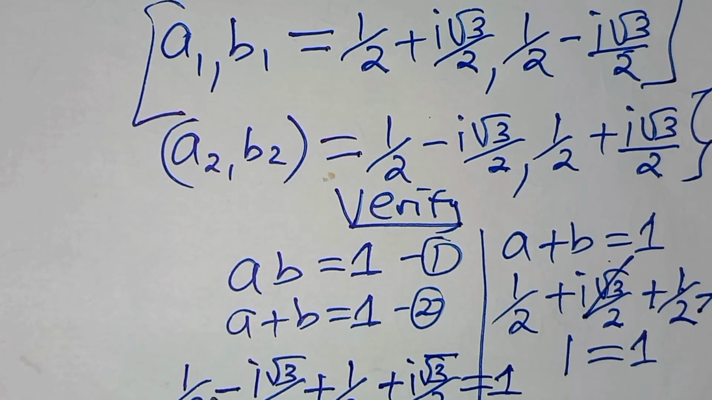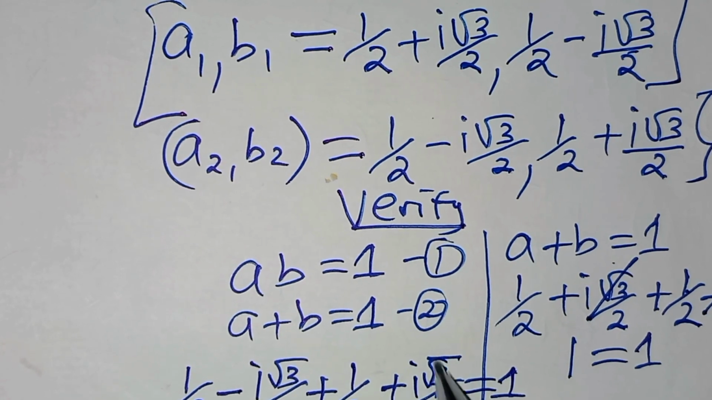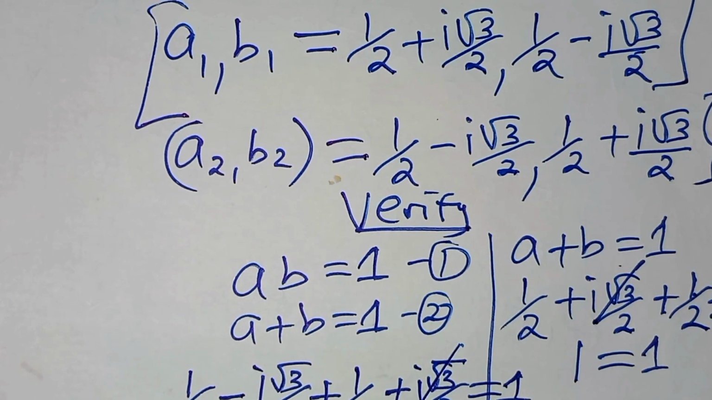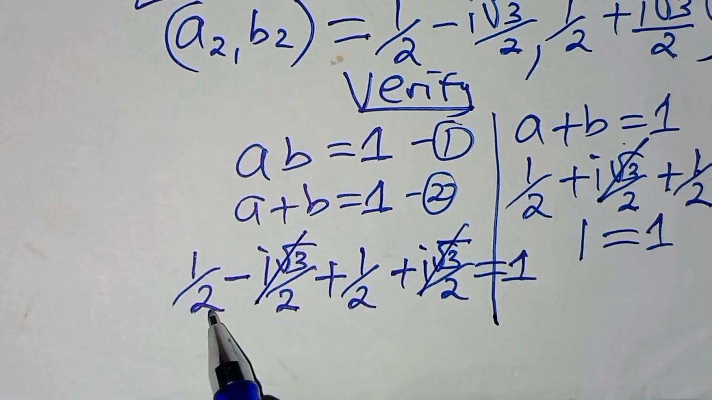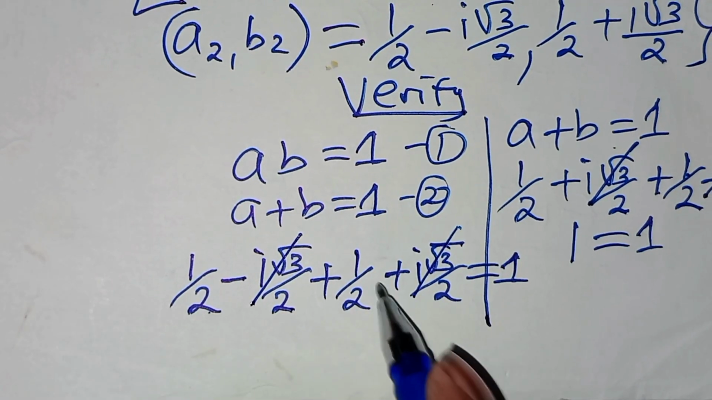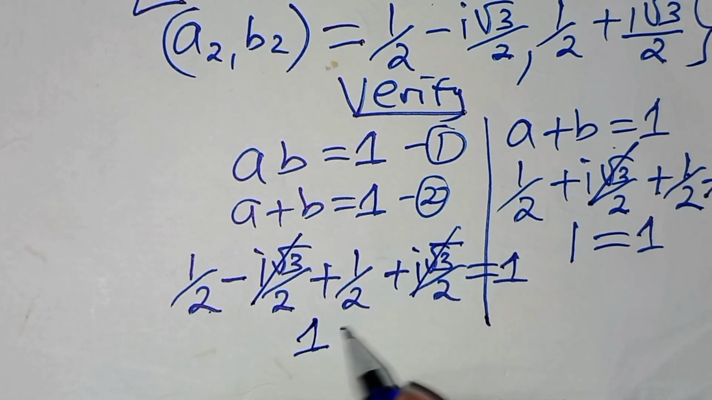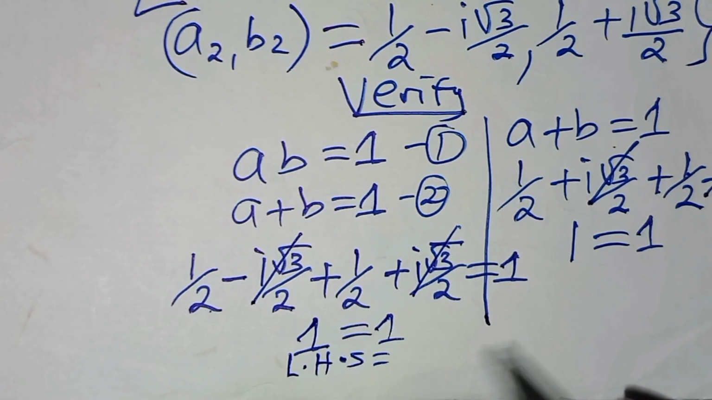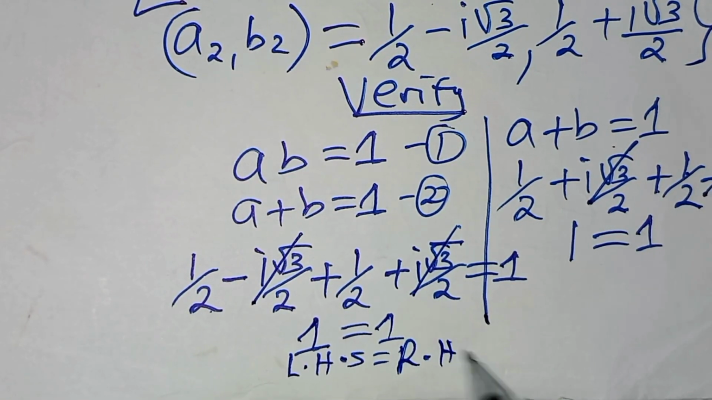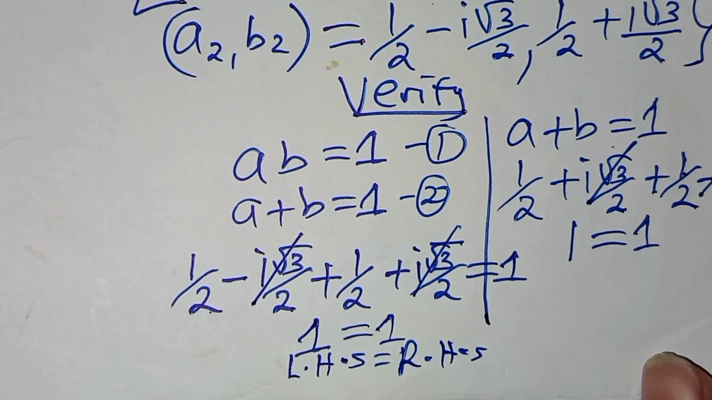Again here we have negative i square root of 3 divided by 2 plus i square root of 3 divided by 2. So this actually simplifies. So in this case, we'll have a half plus a half, which is 1, and this is equal to 1. So that means that the left-hand side is equal to the right-hand side. And that also shows that a2, b2 actually satisfies the equation.